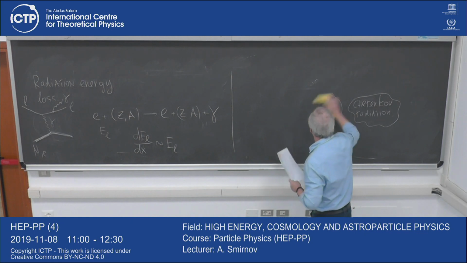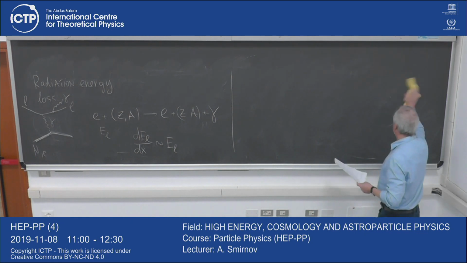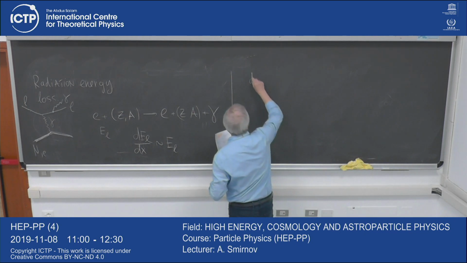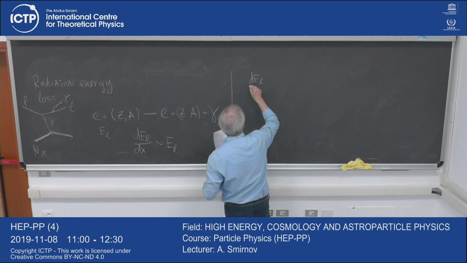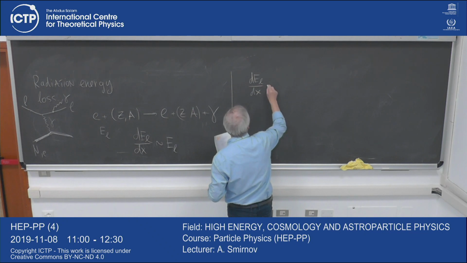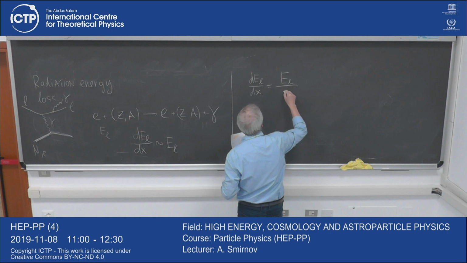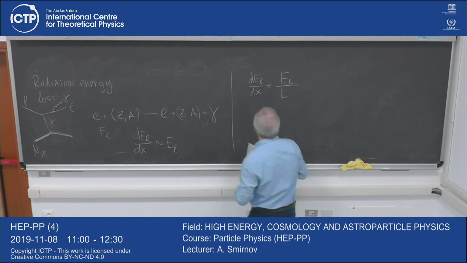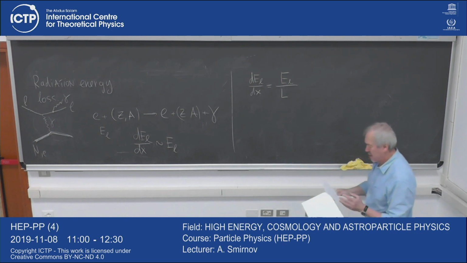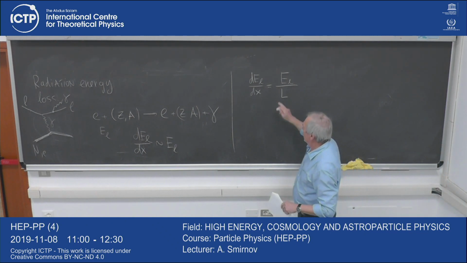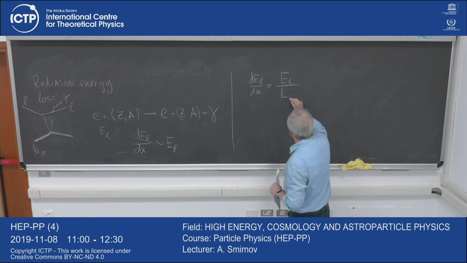And again, on dimensional grounds, you can write that dE over dx equals the energy of the particle over L, some parameter, some distance, to get the correct dimension. And this parameter is called radiation length.